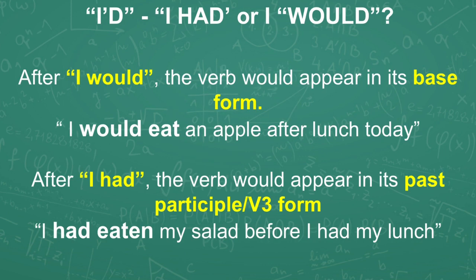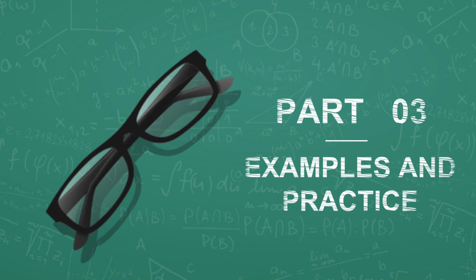So how to figure out whether it is I had or I would, because both of them have the same contraction I'd. So understanding this is important. After I would, the verb appears in its base form. For example, I would eat an apple after lunch today. After I had, the verb appears in its past participle or V3 form, like I had eaten my salad before I had my lunch. Let's put this to practice with some examples.